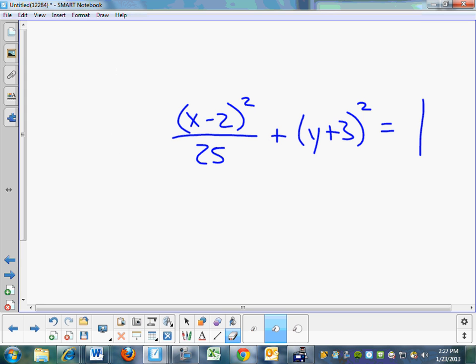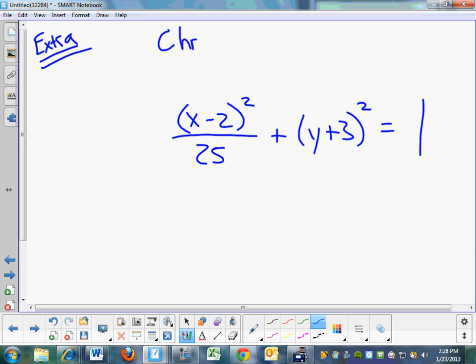Okay, this is an extra example. I want you to write this problem down, because this is what you're going to have from 9.4. So we have x minus 2 quantity squared over 25 plus y plus 3 quantity squared is equal to 1. This is in the shape of an ellipse. And we want to find all the characteristics of this ellipse.